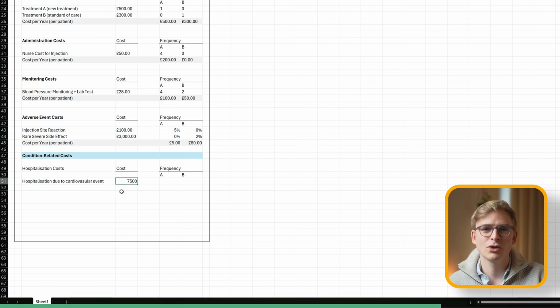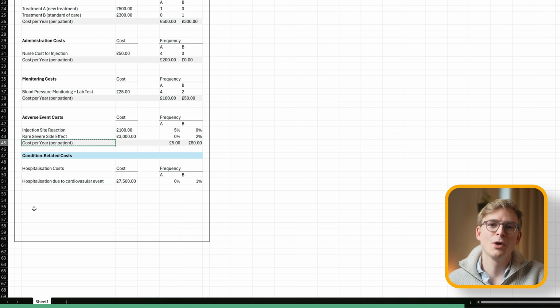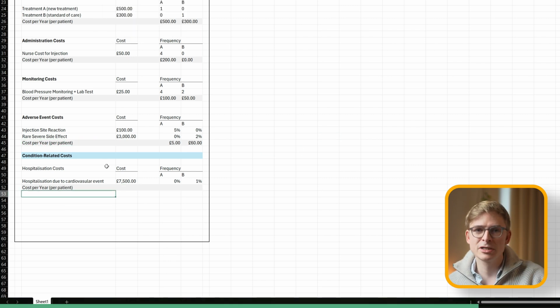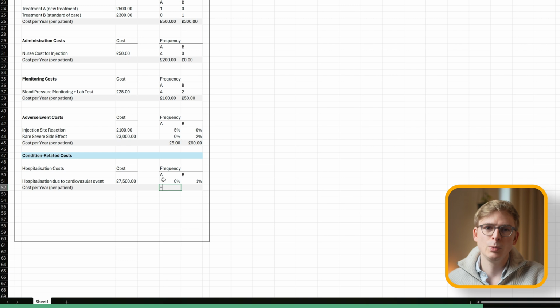That's not the case here, though, so I'm assuming a cost of £7,500 for the hospital to cover the cardiovascular event, with a likelihood of this event of 1% for treatment B. Furthermore, we know that patients on treatment A don't experience this event. Again, knowing the fraction of patients on B who get hospitalized for the cardiovascular event, we can calculate the cost per year per patient, which is £75 for B and zero for A, because there is no probability for patients on A to actually experience this adverse event.